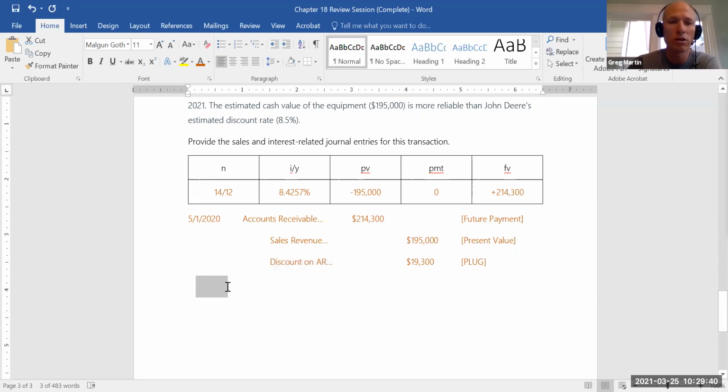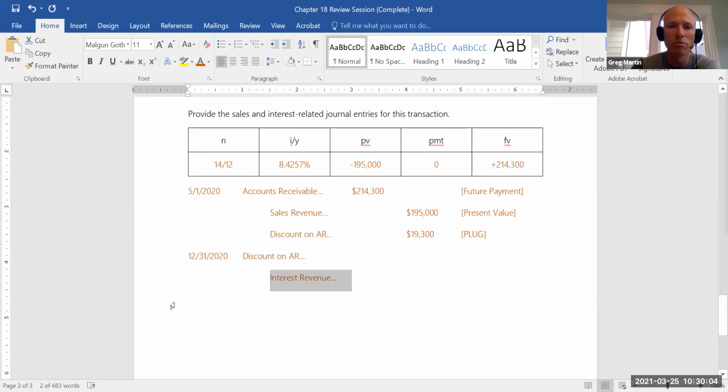So we're going to do the December 31st, 2020 journal entry. There are two accounts. First of all, we will be amortizing the discount. That's what we're doing. And as we amortize the discount, that's when we will record interest revenue. Now, the entry amount is using the effective interest method.